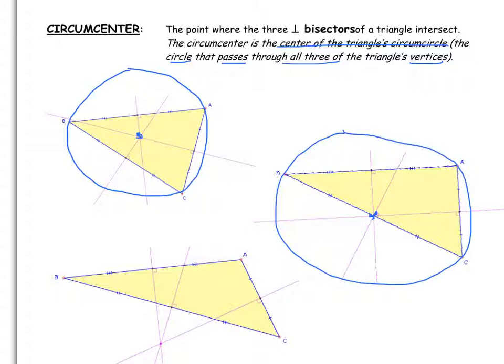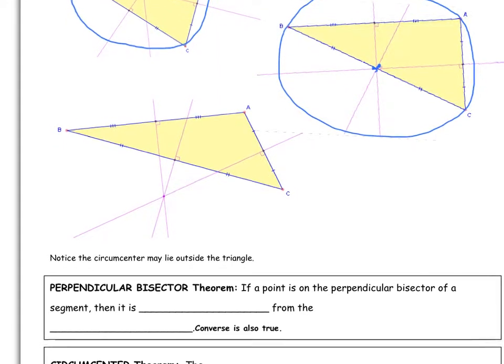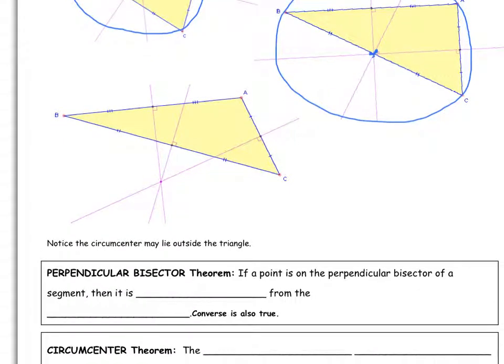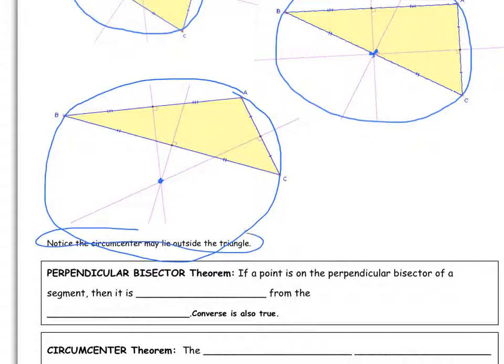I apologize for my poor circle drawings, but I don't have a tool in this app that will let me do that. And notice this one has a circumcenter outside of the triangle, which is going to be a large circle, but it's still going to be around all three of those corners. Note right here, it says, notice the circumcenter may lie outside of the triangle. It may lie on it, and it can lie inside of the triangle as well.